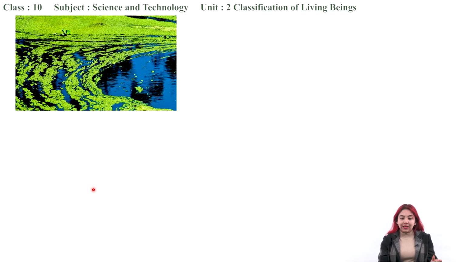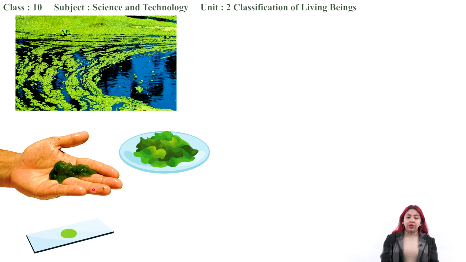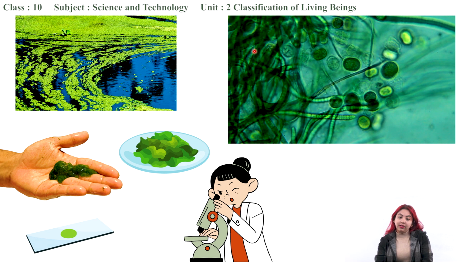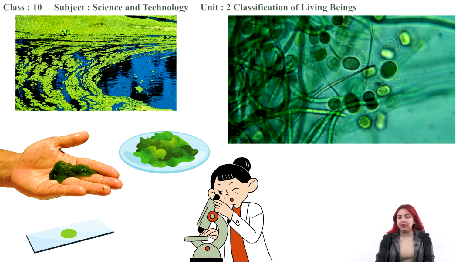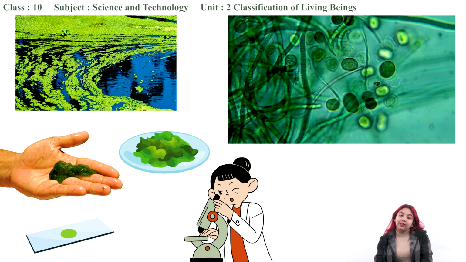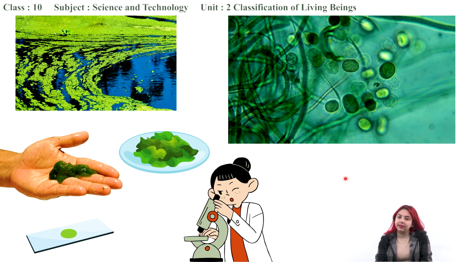So when you scoop out that algae, mix it with a little bit of water, place it on a cover slide and look at it through the microscope, you can see this type of structure. Looking at this structure, can you guess a few of the characteristics that this division might have?